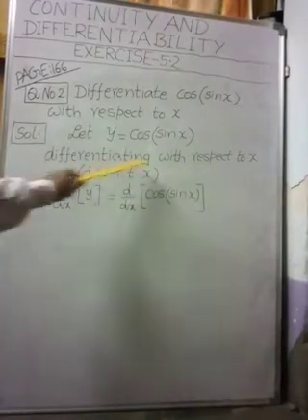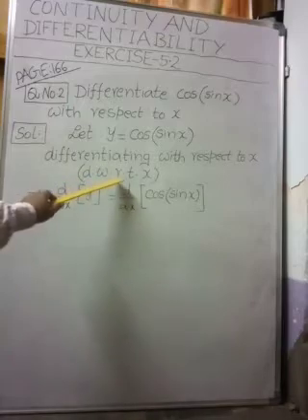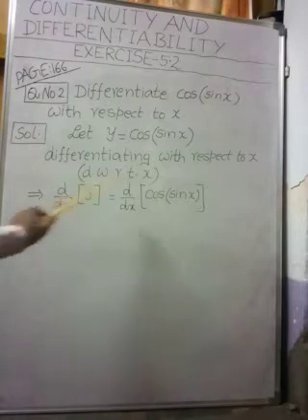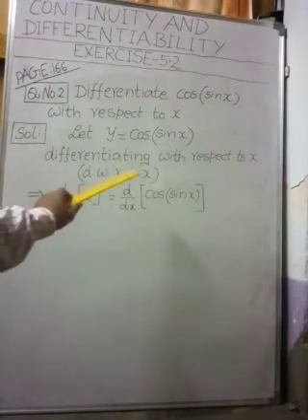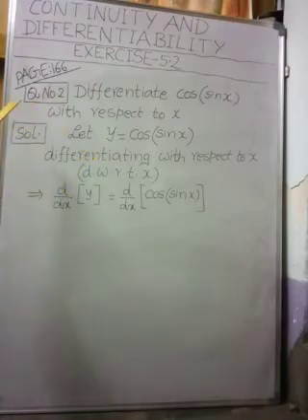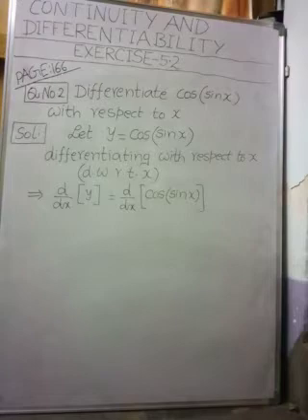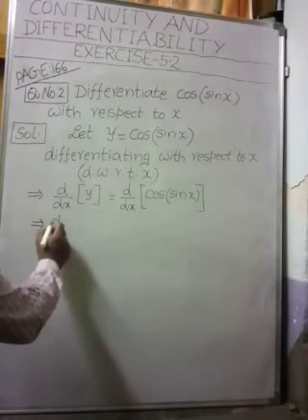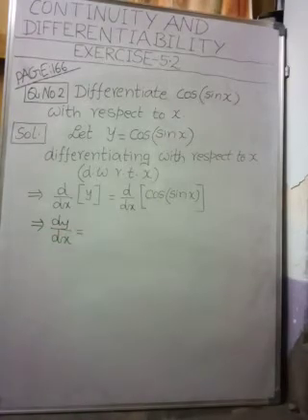This sentence can be written in short form like this: d by dx. Now the differential operator is d by dx, because we are differentiating the functions with respect to x. That is why the differential operator is d by dx. So we wrote d by dx on both sides. Then what will you get here? dy by dx in LHS. In LHS we get dy by dx, and come to RHS.